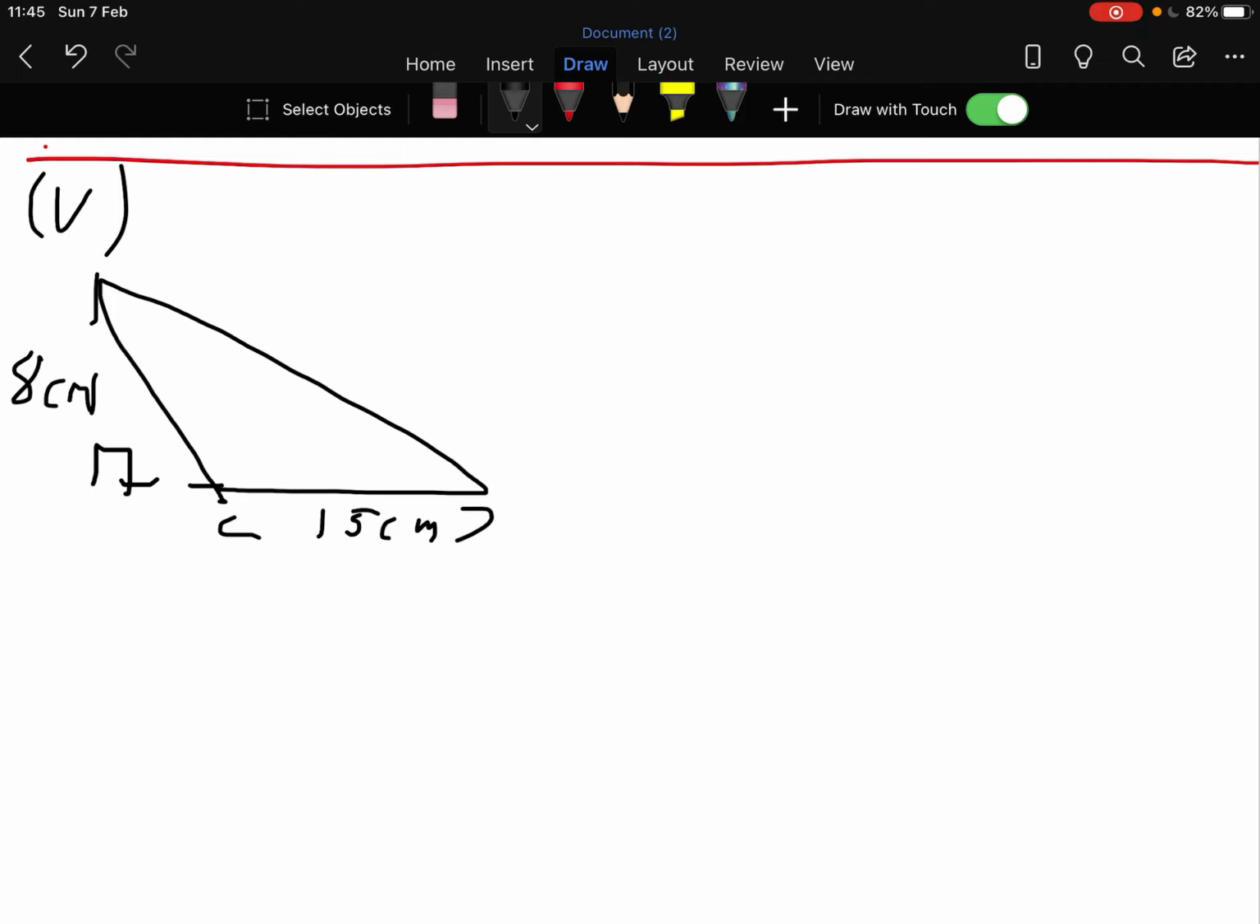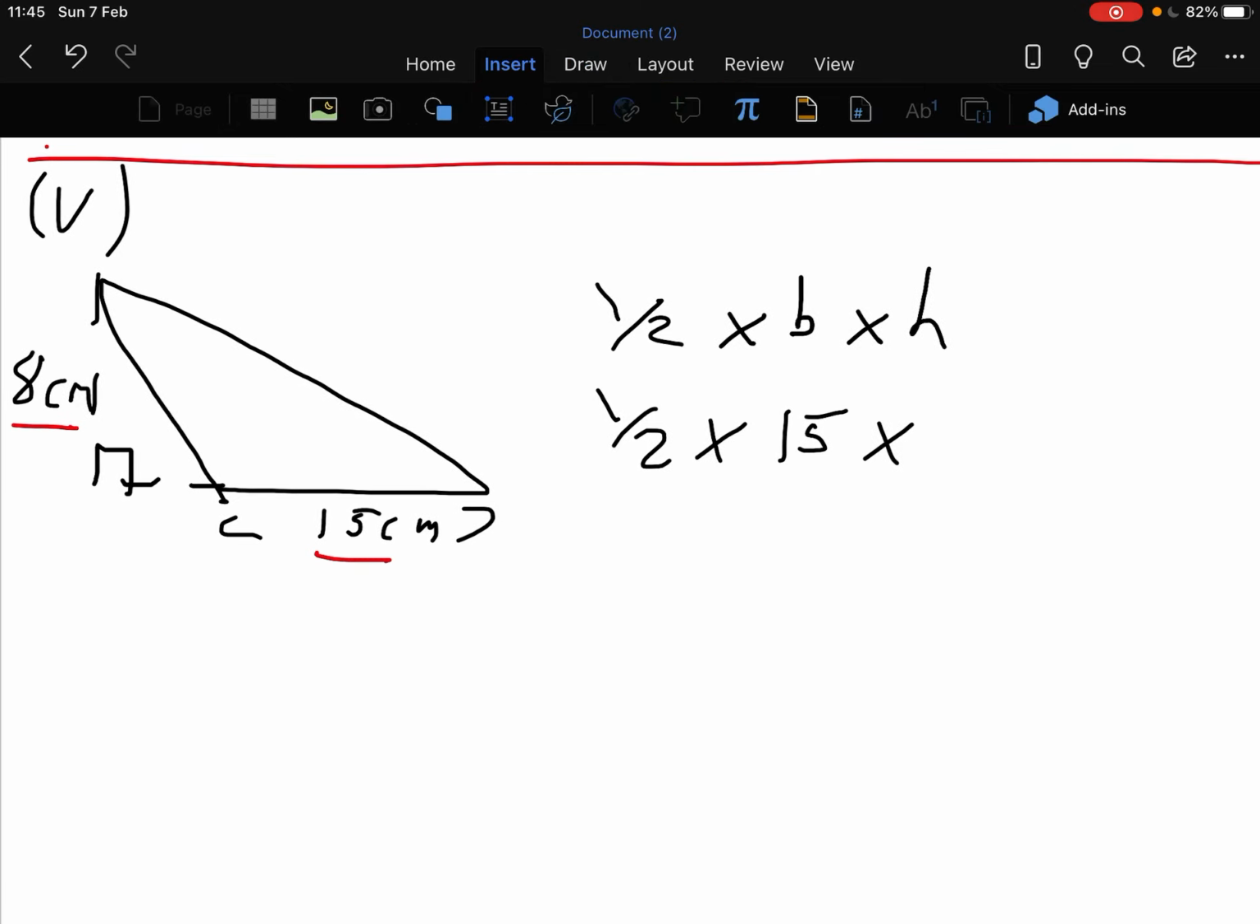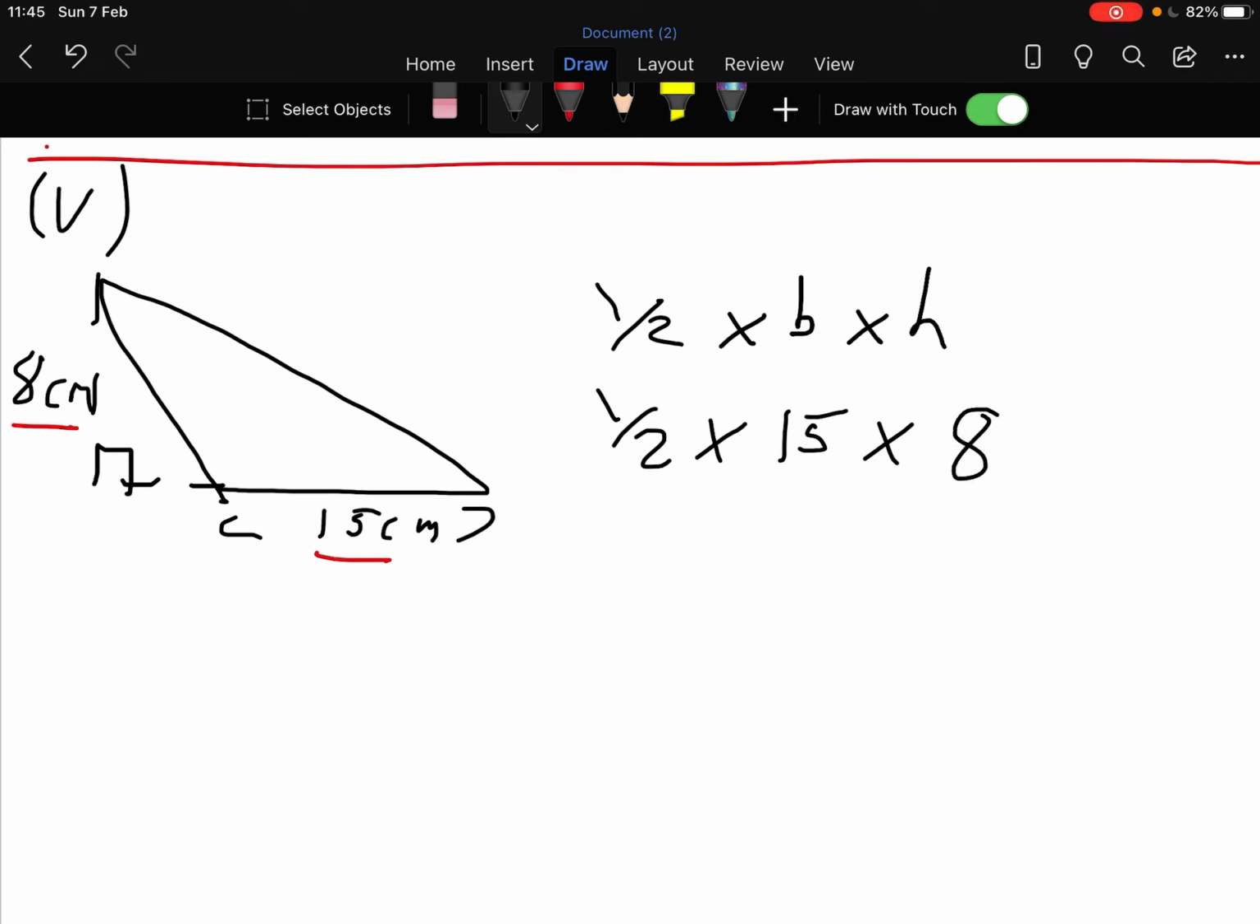Okay, so hopefully you figured it out. Let's go through it. A half times the base times the height. So what did you put down as the base? Well, the base would be this, wouldn't it? 15. So half times 15. What would be our vertical height? It'd be this, wouldn't it? 8. Half times 15 times 8. We put all that into our calculator and you should have gotten 60 centimeters squared. Actually, let me double check my maths there myself.